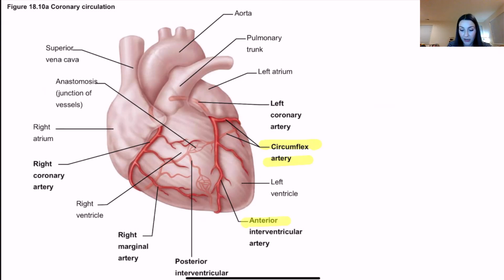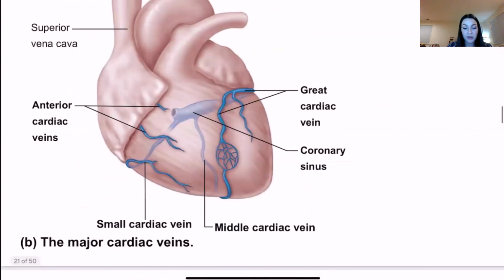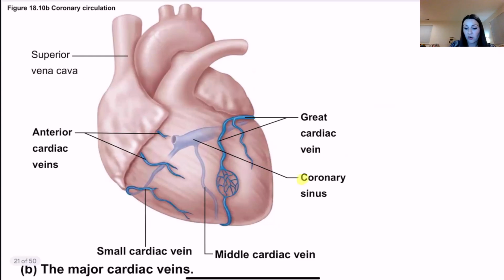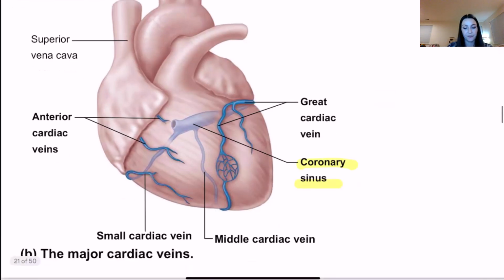Let's see, the anterior interventricular artery, for example, goes in between the ventricles on the front. So that makes nice and good sense. But check your study guide for all of the vessels that I want you to know. Similarly, we have the veins of coronary circulation. And remember that the coronary sinus is one of those vessels that drains into the right atrium. So sinus is just a big vessel. So coronary sinus is a big heart vessel going back to the right atrium.